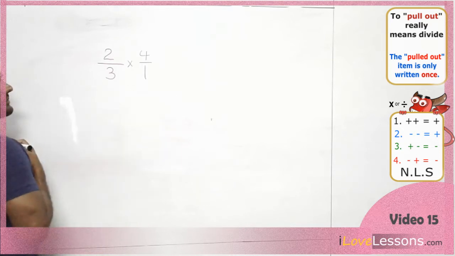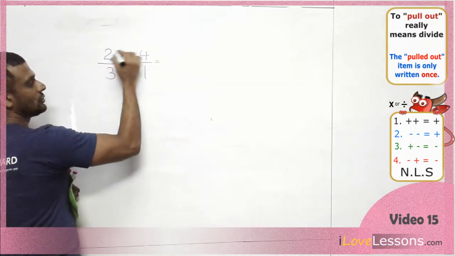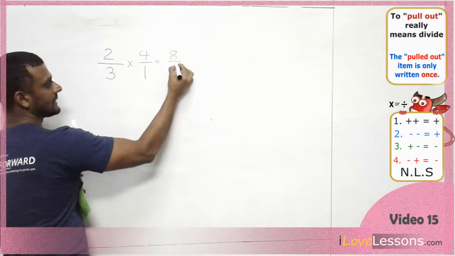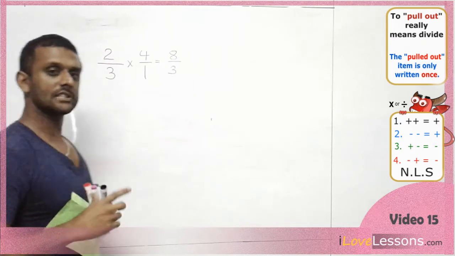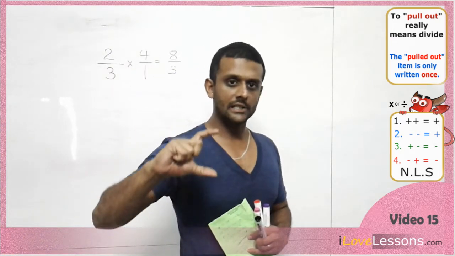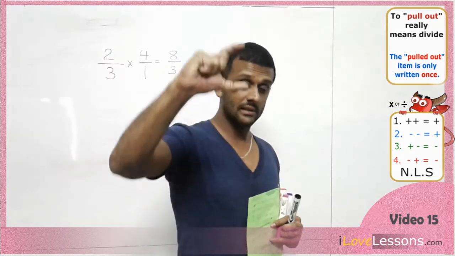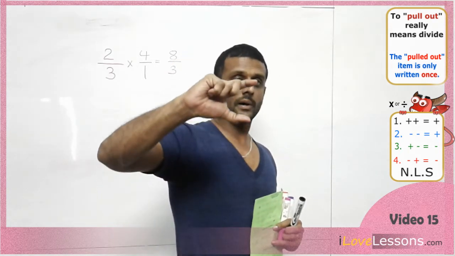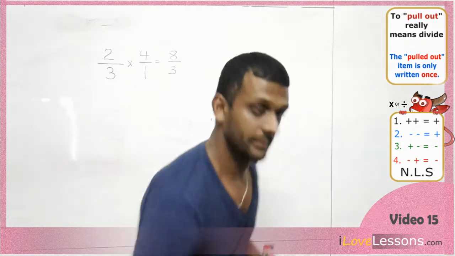And of course, you just simplify it from here. 2 by 4 is 8, 3 by 1 is 3. So just remember that when you bring in a fraction from underneath and you bring it on top, it will change to a multiply and flip.